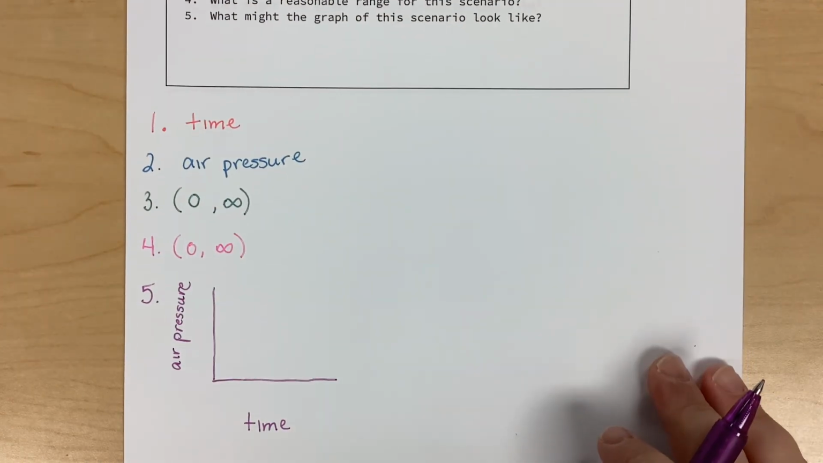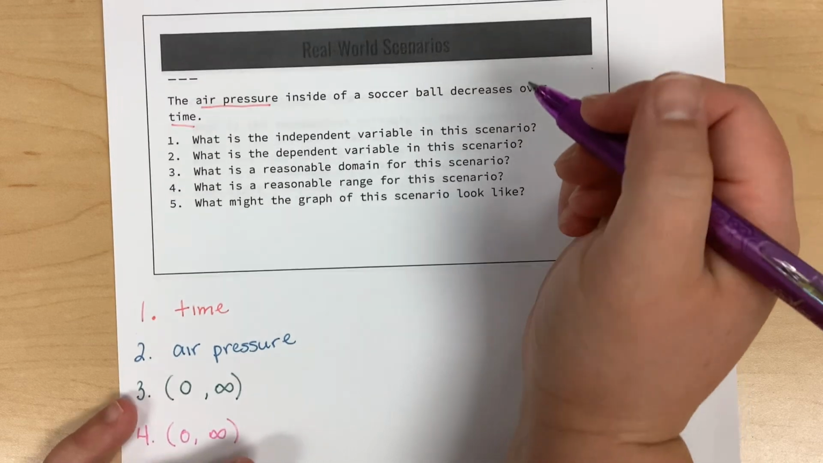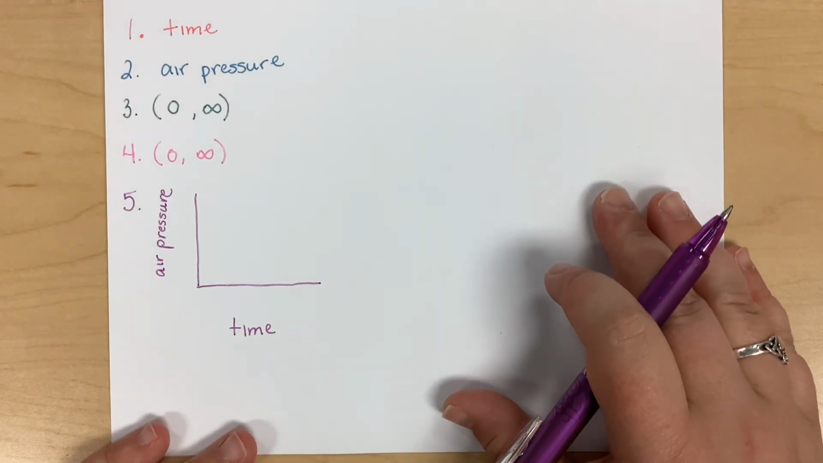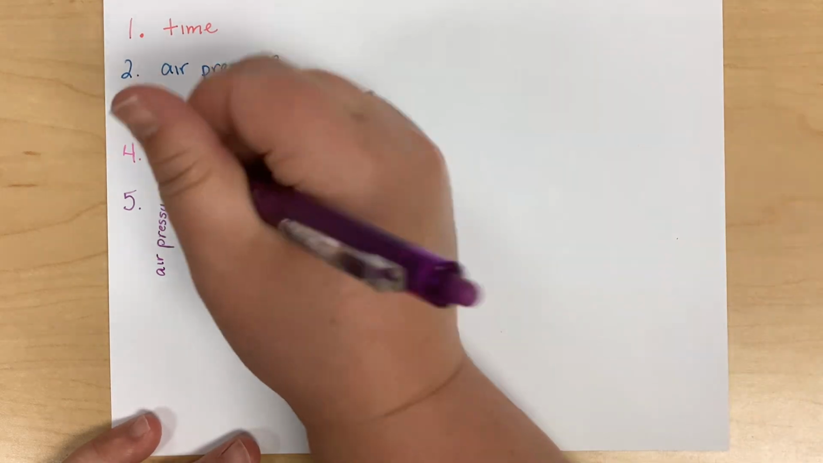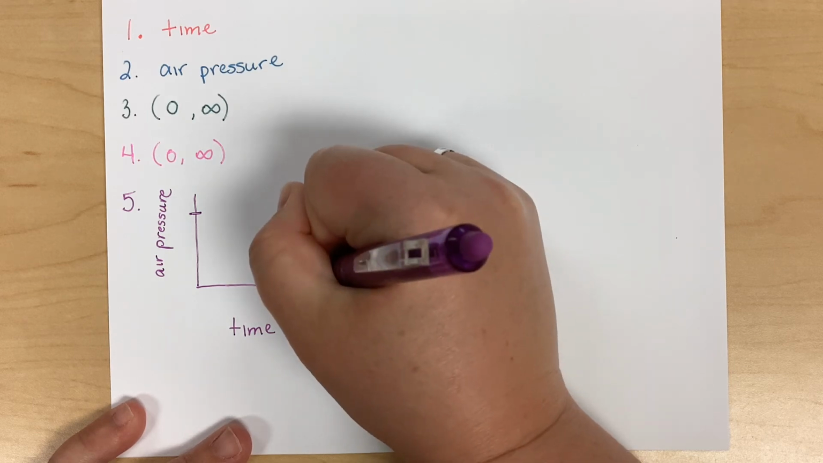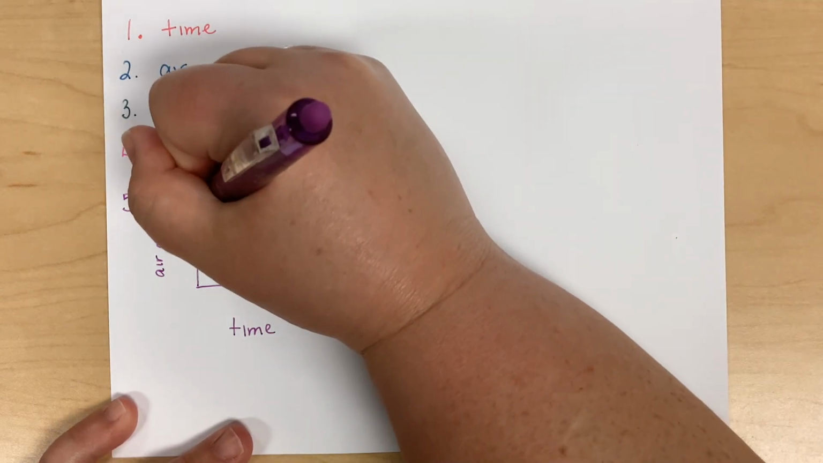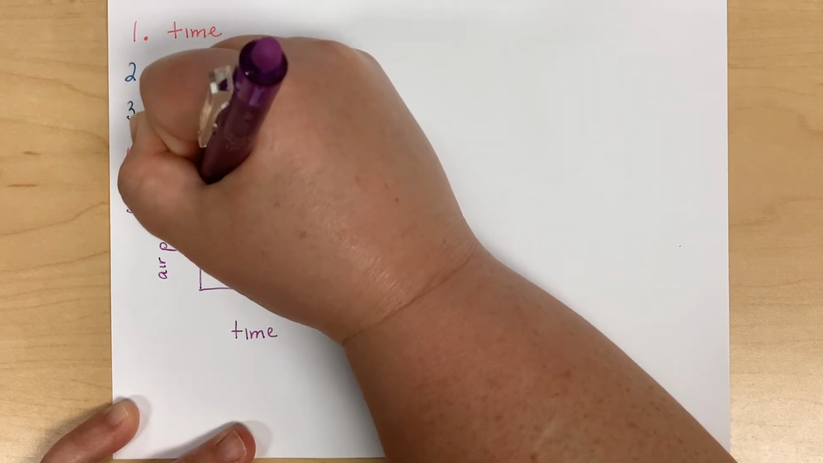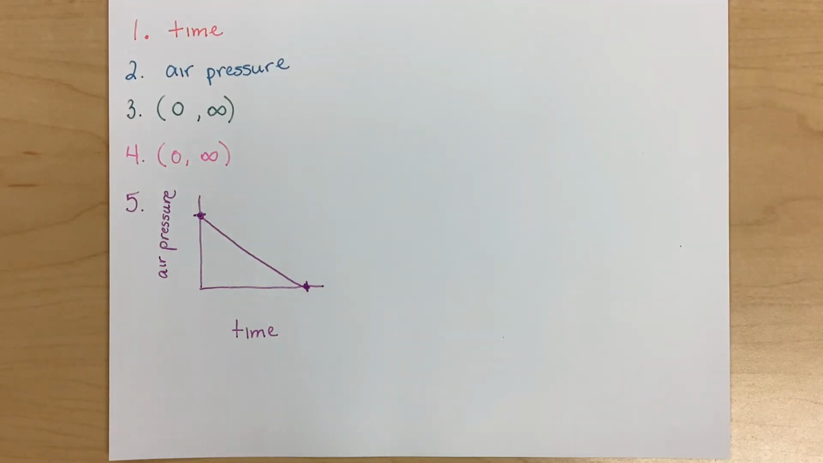Okay, now the difference with this one is we know that the air pressure is decreasing. So I should not have a graph that is increasing, I should have one that is decreasing. So I'm going to make an arbitrary point. Let's say it starts here, and at some point it reaches 0 here. And my graph is just going to go straight down between those 2 points. Once again, I can't have negative time or negative air pressure, so I don't want to go past the x or the y axis because that would not make sense in this case. So that would be the graph that represents this scenario.